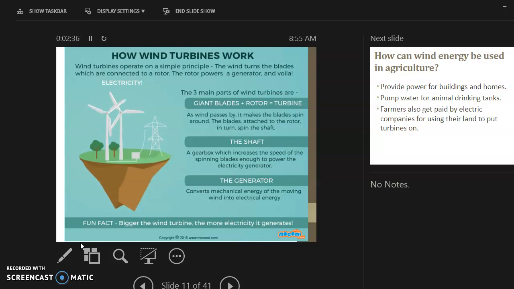You have three parts to the turbines, and as wind goes by, the blades spin around. The blades attach to the rotor and turn and spin the shaft. Then the shaft goes to a gearbox, which increases the speed of the spinning blades, and then it will go to the generator that converts the mechanical energy of the moving wind into electricity.